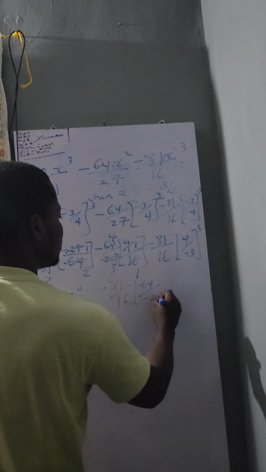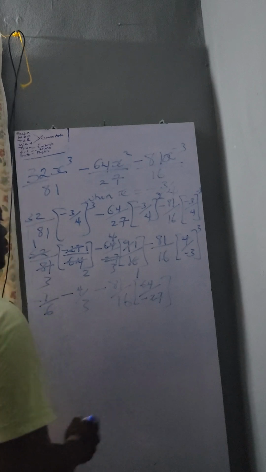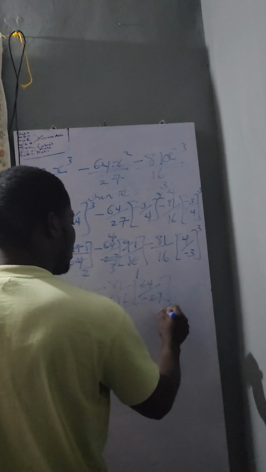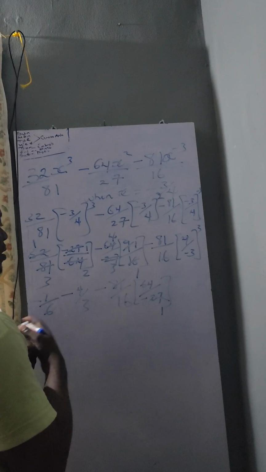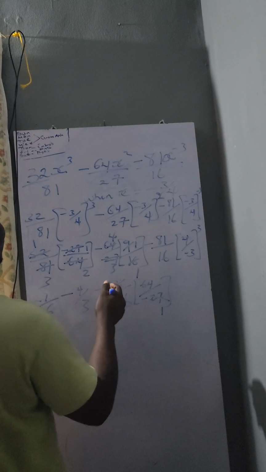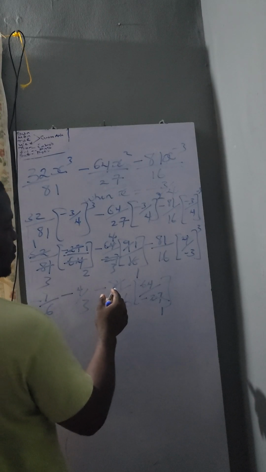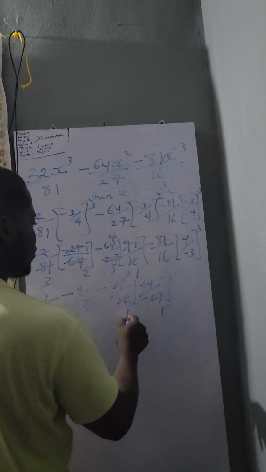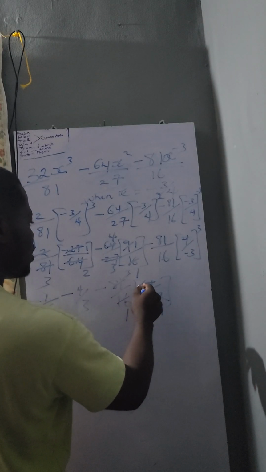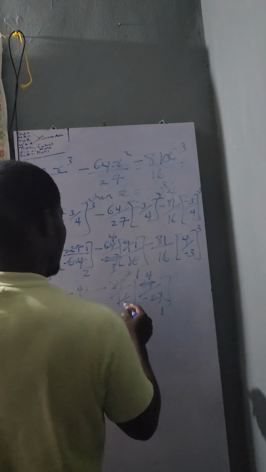Minus 27. So minus 27 here as well. 27 here, what do I have there? 27 here what? 3. Then 16 here 1, 64 here 4.